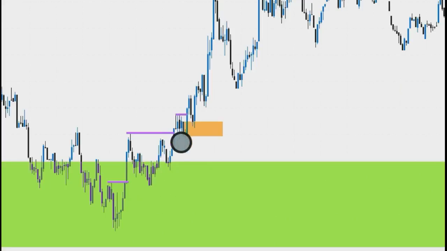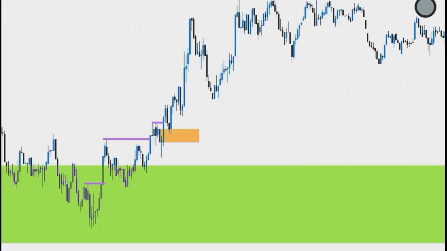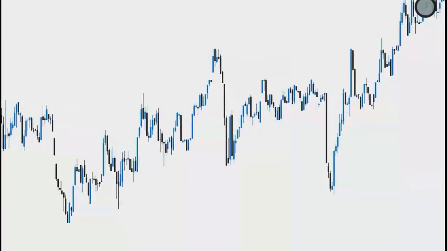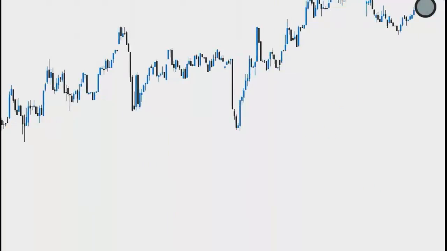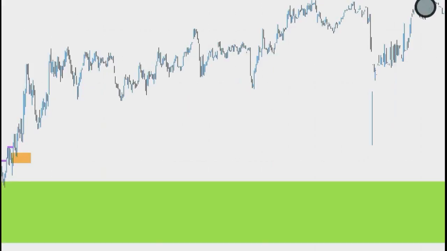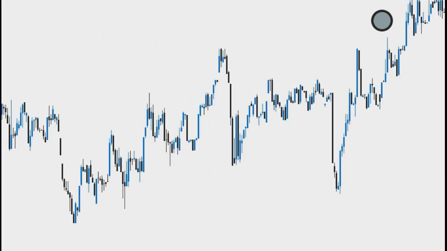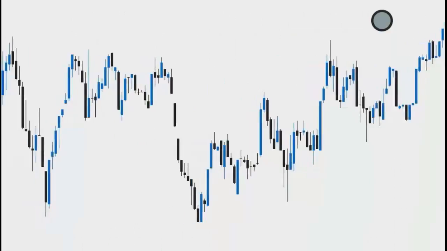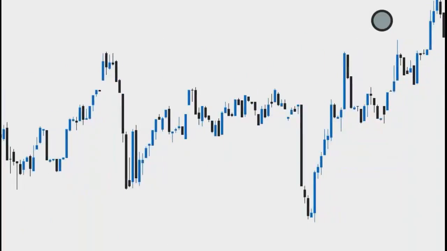Can you find your OB? And look at how price rallied. Can you see that guy? How price rallied. Just look at it. Can you see that, guys? Very simple and straightforward strategy. So that is the first example I want to show to you.